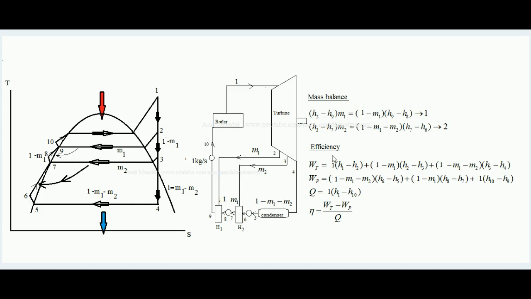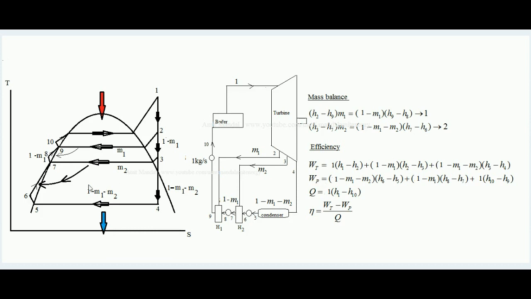Now talking about efficiency, what is the total turbine work? Between point 1 and 2, the total expansion is h1 minus h2 with 1 kg per second of steam. Between point 2 and 3, the total expansion is of 1 minus m1 kg per second of steam. So (h2 minus h3) into (1 minus m1) is the work done between point 2 and 3 of the turbine. And between 3 and 4, the expansion is of 1 minus m1 minus m2 kg per second of steam. Therefore (1 minus m1 minus m2) into (h3 minus h4) is the work done between 3 and 4. So this is our total turbine work.